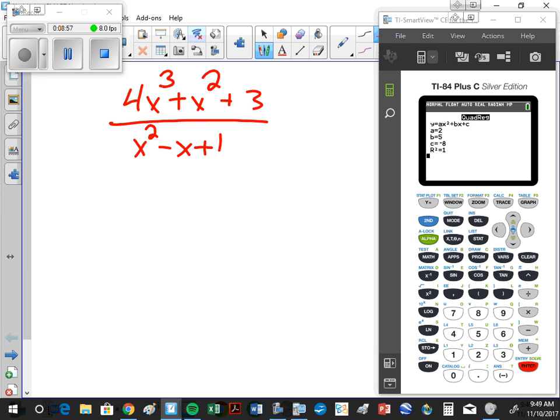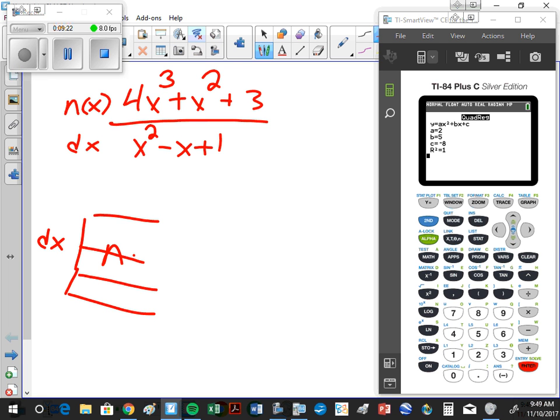Okay, so if you have an x to the third equation and you divide by an x squared equation, your answer is going to be a linear function with or without a remainder. Do you understand that? So if this is n of x and this is d of x, if I make the box and I put d of x here and I put n of x on the inside, then what am I going to get here? Something linear. mx plus b plus some remainder divided by the original d of x.